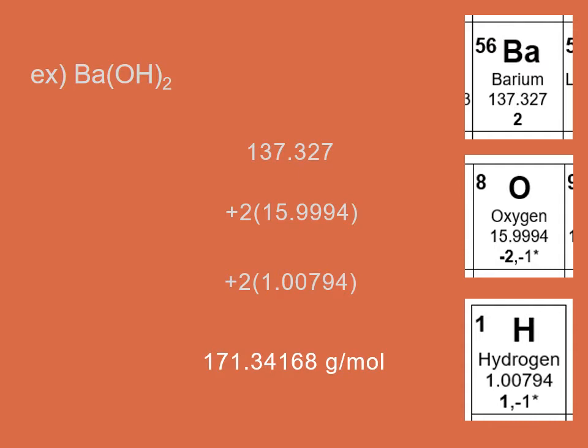171.34168. And when we correct for significant figures, since it was all adding, we just look at how many decimal places the elements were good to significant figure-wise. Barium was good to 3 decimal places, oxygen to 4, hydrogen to 5 decimal places. That means barium had the least precision in its measurement, being only good to 3 decimal places. So therefore my answer is only good to 3 decimal places. So I underline the 6/8 and I'm good to move on.